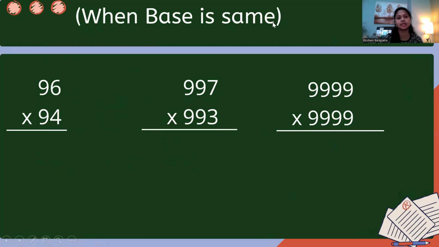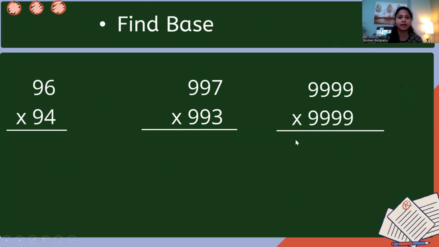When the base is the same, these are a few examples. Here 96 multiplied by 94, 997 multiplied by 993, and 9999 multiplied by 9999. How can we find the base?